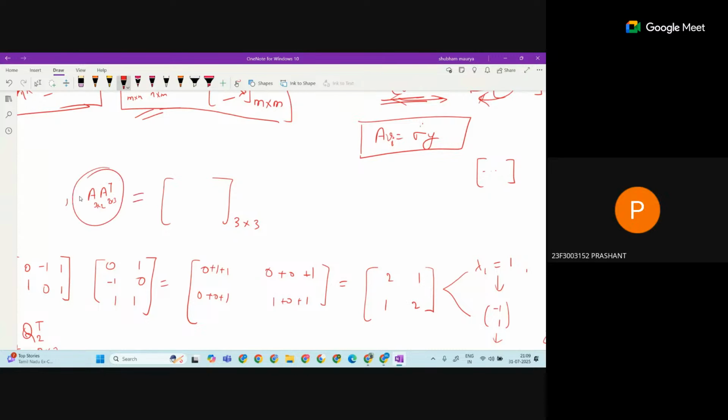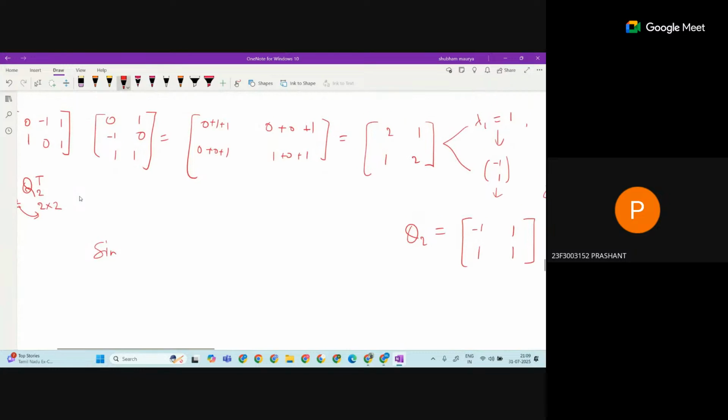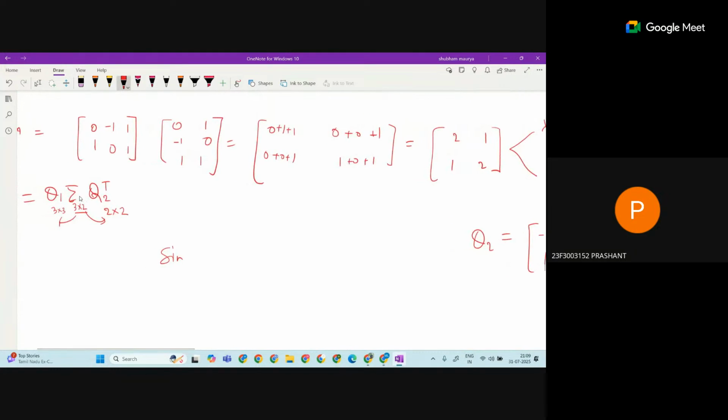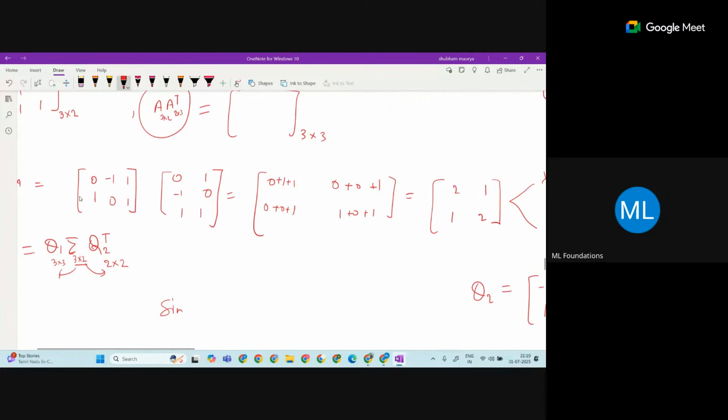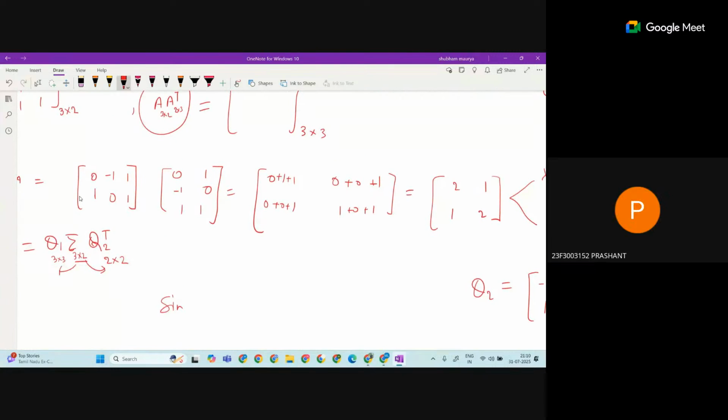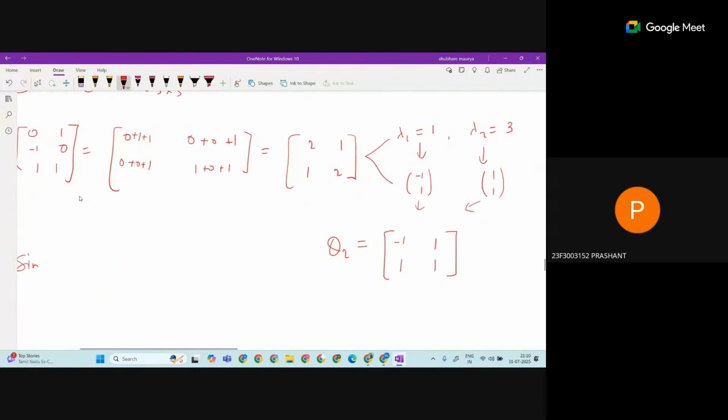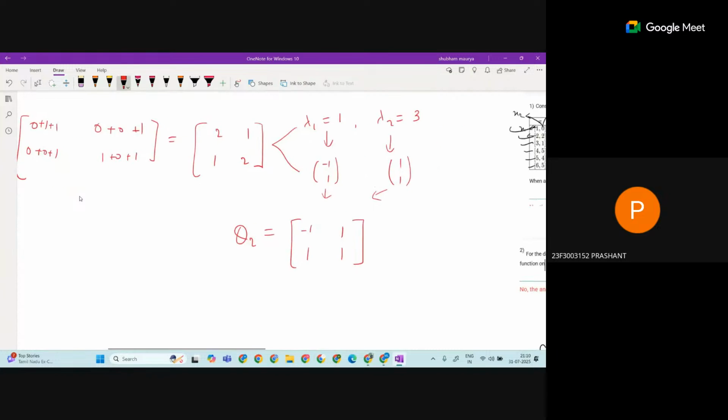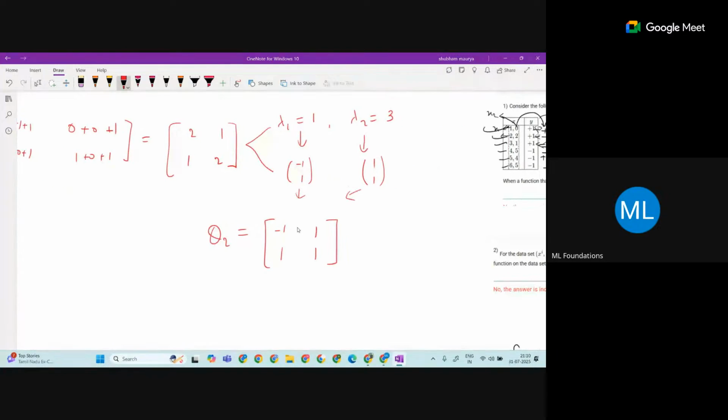Sir, is there any preference for the greater eigenvalue vector? Greater eigenvalue means the bigger matrix or smaller matrix? No. When we form Q2, the columns should follow the eigenvalue lambda. I'm not following any order. For the time being, let's write 1 1 here, and minus 1 1 here. But the sigma you have to fix, so here you have to write 3, and here you have to write 1.